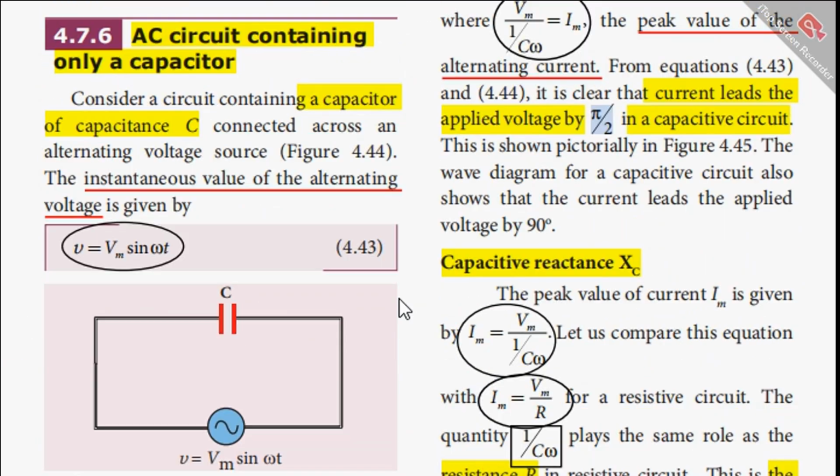Now let us consider the next case, in which the alternating current is passed through only a capacitor. That is, an AC circuit which contains only a capacitor like this. So here is a capacitor which is connected to an alternating voltage source, V equal to Vm sin omega t. That's the instantaneous value of the alternating voltage.